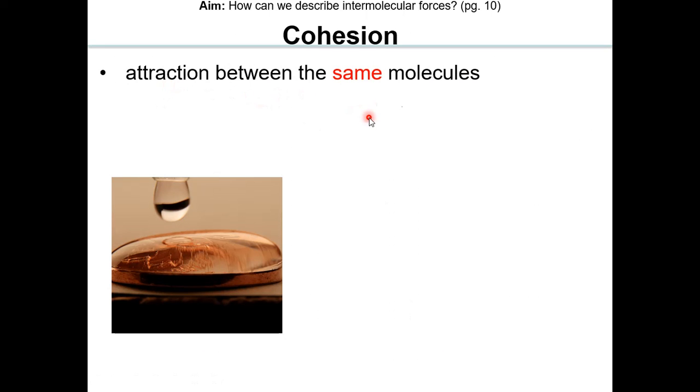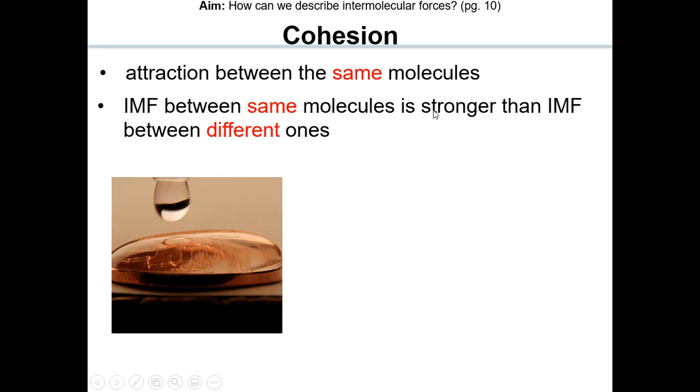Cohesion is attraction between the same molecules. So the intermolecular forces between the same molecules are stronger than the intermolecular forces between different ones. In this example, water is forming stronger intermolecular forces with other water molecules than with different atoms on the penny.